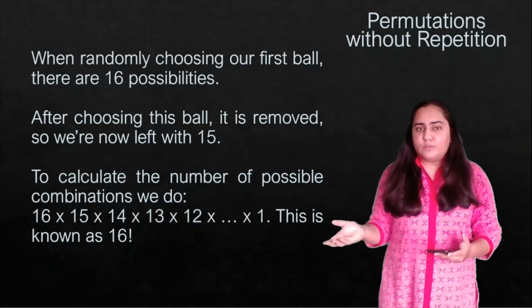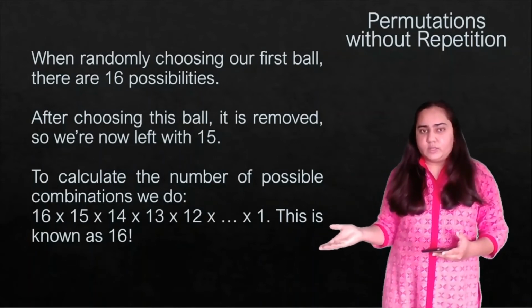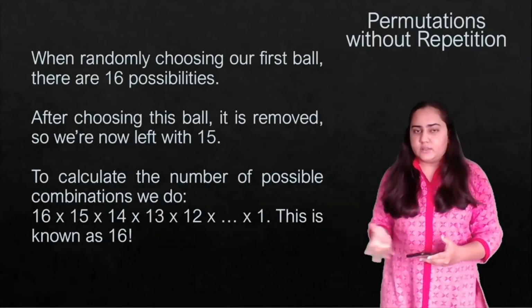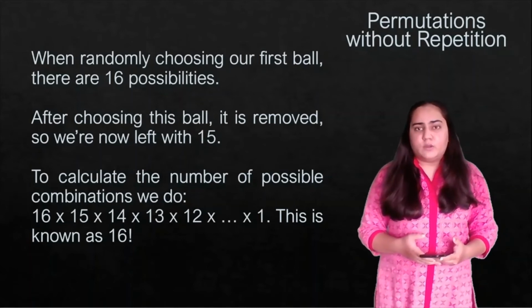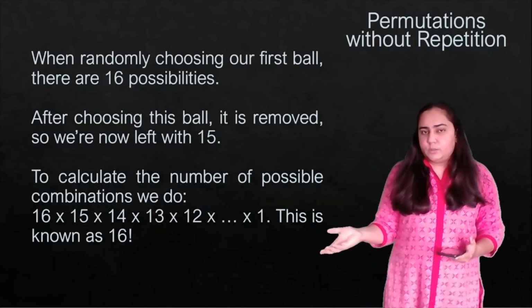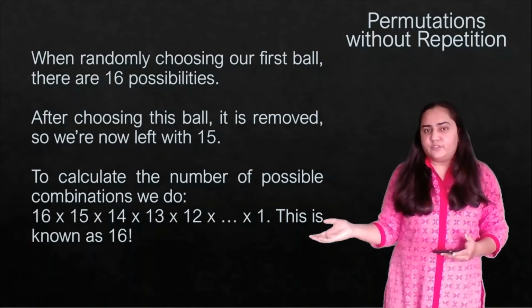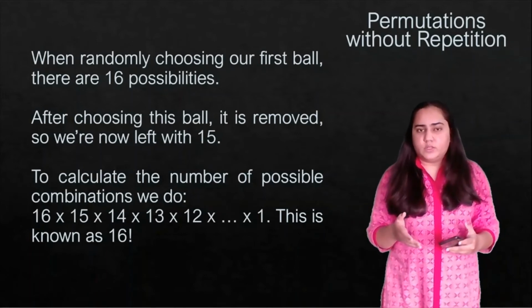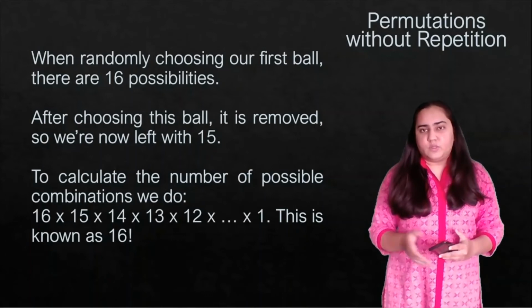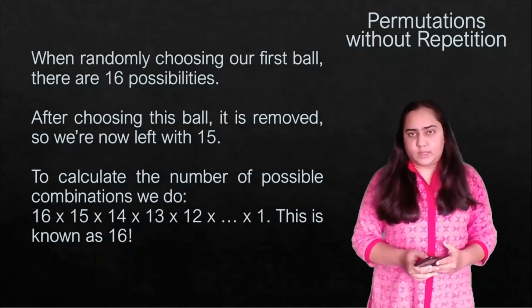To calculate the number of possible combinations in this case, we would be doing this. We are doing 16 times 15 times 14 times 13 and so on up to 1, because every time one ball is reduced. And that's why the total possibilities are 16 factorial. This is what a factorial looks like. You're just reducing one number at a time and multiplying them. So this is what permutation without repetition looks like.